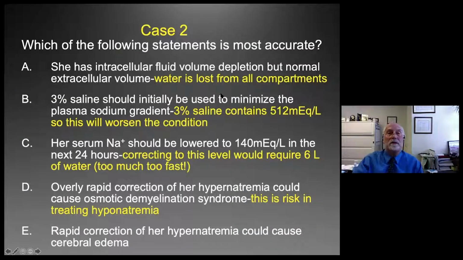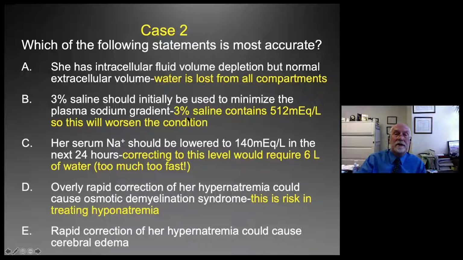So what about these other choices? The first choice was she has intracellular volume depletion, but normal extracellular volume. But we just talked about how water distributes across all cellular compartments. So this statement just isn't physiologically correct. We don't segregate water into one space or the other. It traverses all the membranes.